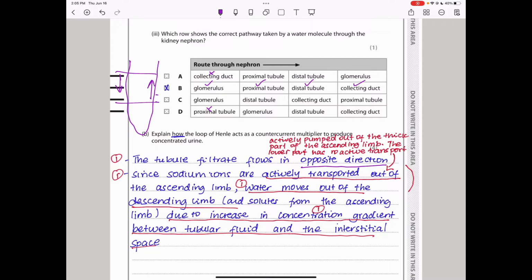So the sodium ions are pumped out, and then water will move out of the descending limb due to the increase in concentration created by the active pumping of the ions from the ascending limb. So, due to the increase in the concentration gradient between the tubular fluid and the interstitial space, there is going to be an increase in concentration around one part of the limb, causing water to be drawn out, therefore concentrating the urine that remains inside. That leads to the production of concentrated urine within the kidneys.